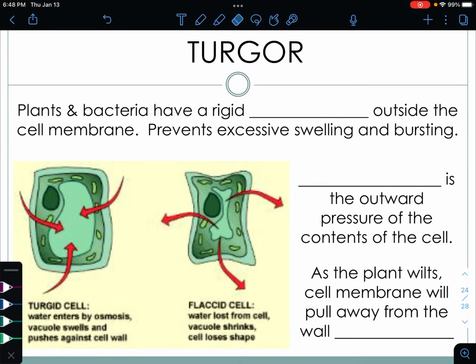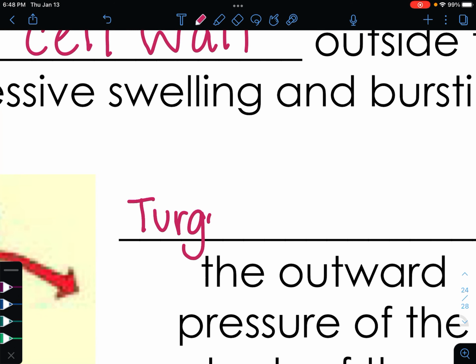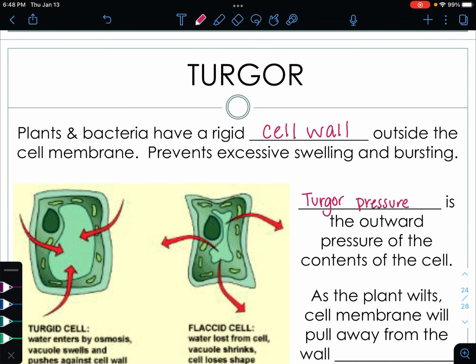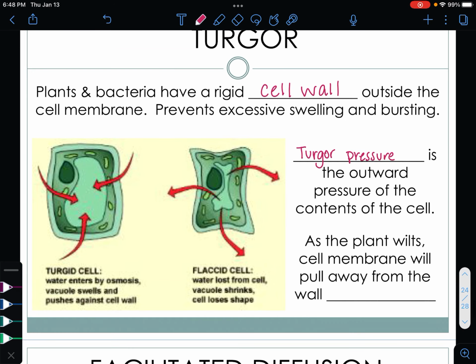All right, so turgor. Plant and bacteria cells have a rigid cell wall outside of the cell membrane. The cell wall prevents excessive swelling and bursting. And then turgor pressure is the outward pressure of the contents of the cell. So we can see in the cell on the left that water is going into our vacuole, which is this part right here. But what's happening is all of the cell contents are pushing against the cell wall this way, and that's what turgor pressure is.